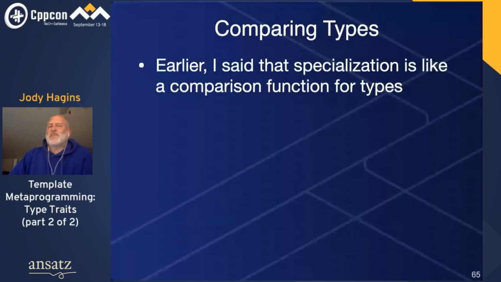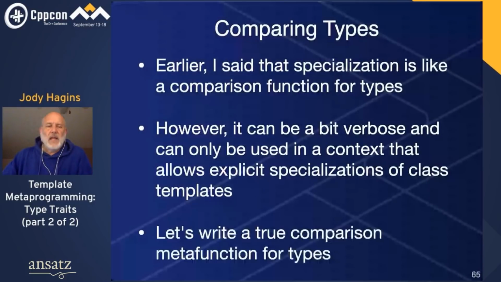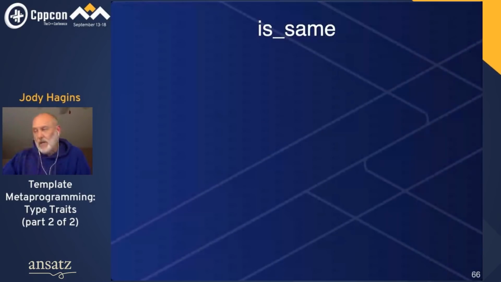earlier I said specialization is like comparison for functions of types, right? But it can be verbose. And it can be used in a context that allows explicit specializations of templates. So that's the only place you can use those specializations, the explicit specialization. And so let's write a comparison for metafunctions for types. And we're going to call it isSame. And the reason we're going to call it isSame is because that's what the standard library calls it, because this is a type trait from the standard library.